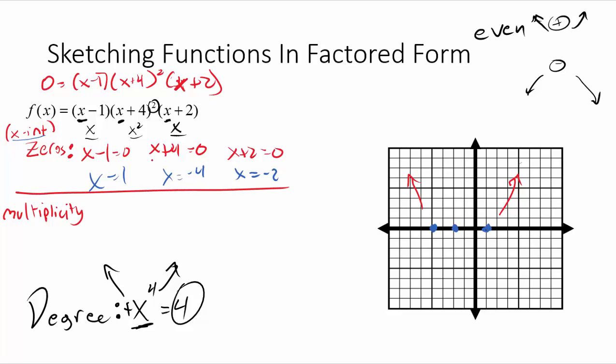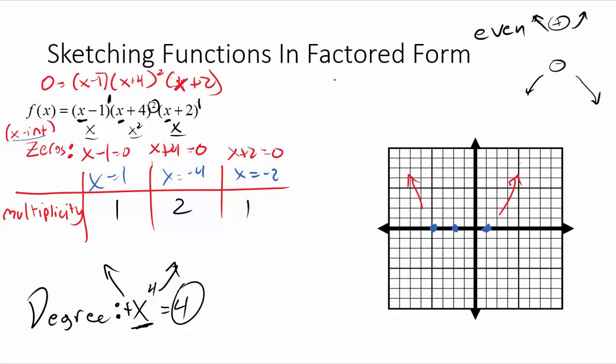We're going to look at the multiplicity of each 0 here, and that's going to tell us what to do at each 0, whether we pass through or whether we touch and turn around. So if we look at this first 0, x equals 1, that 0 only appears once, so it has a multiplicity of 1. Or another way to think of that is the exponent on x minus 1 is just a 1. X plus 4, however, appears twice. It has an exponent of 2. So if it's a repeated 0 here, it's got a multiplicity of 2. This one, again, there's an invisible 1 here for the exponent, so negative 2 would have a multiplicity of 1.